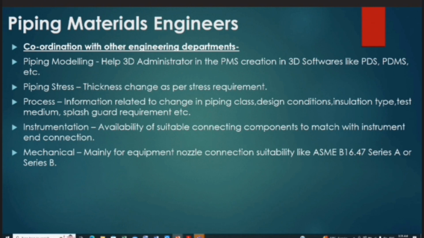Then process is a department with which a piping material engineer has very vast and larger discussions, because the process engineer is responsible for the PNIDs. The process engineer is responsible for the fluid list, and to prepare the piping material specification, the fluid list is an input, because in the fluid list the process engineer gives the basic material, whether it is carbon steel or stainless steel, and the design pressure and temperature, and obviously based on that we prepare our pipe classes and the corrosion allowance.